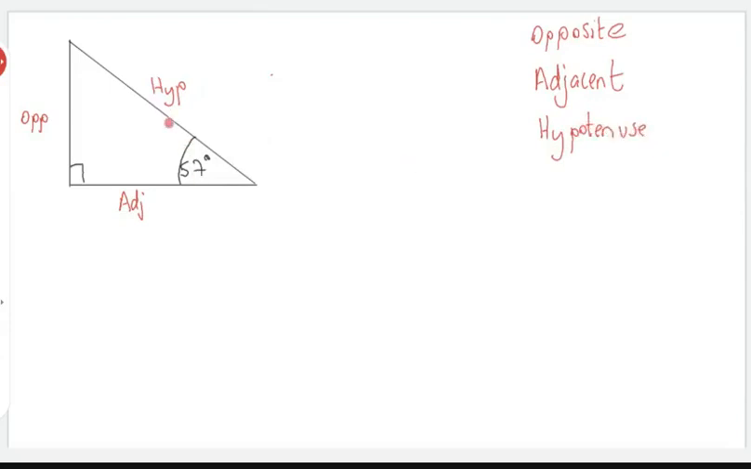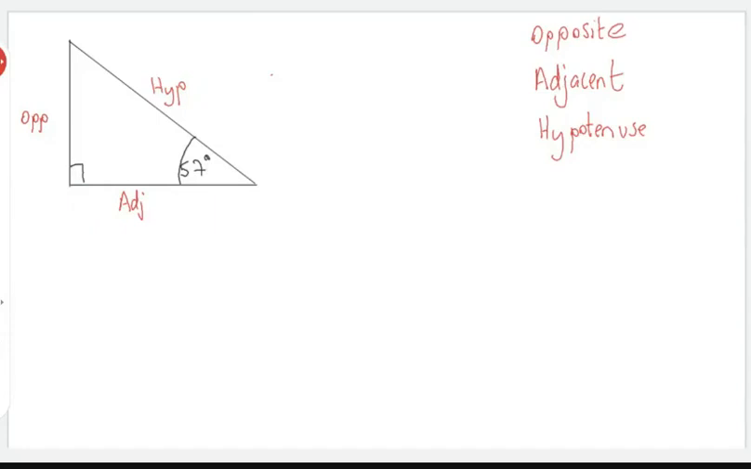So the hypotenuse, as you mentioned correctly, is always opposite the right angle, and the opposite is always opposite the angle that we're interested in, and adjacent is always next to the angle we're interested in. Another way you can think about adjacent is it's always in between the angle we're interested in and the right angle. It's always in between these two. Is that all good so far?